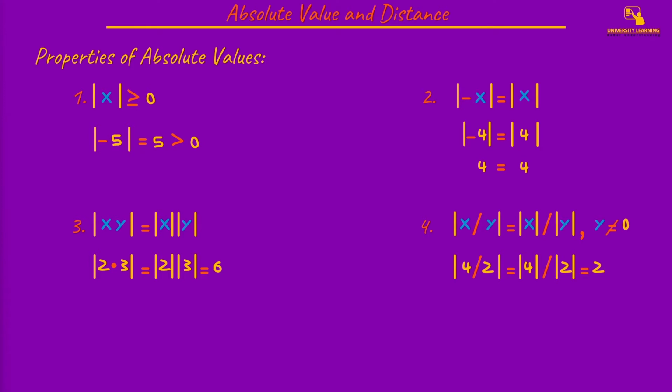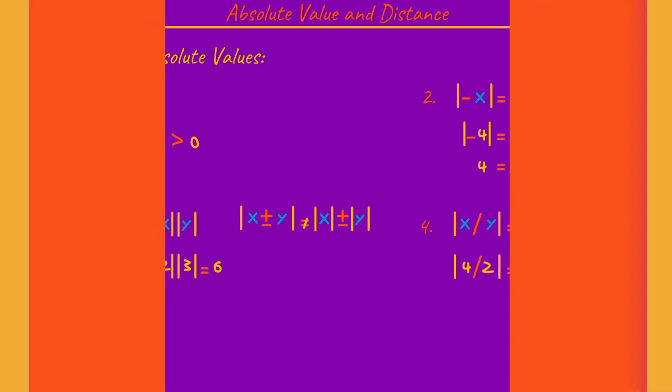Now keep in your mind that you can distribute the absolute value only if the operation between the variables or numbers is multiplication or division. So you can't do this for the other operations. If you have the absolute value of x plus or minus y, you cannot distribute the absolute value. It will not be equal to the absolute value of x plus or minus the absolute value of y. You will have different values. They are not going to be equal.